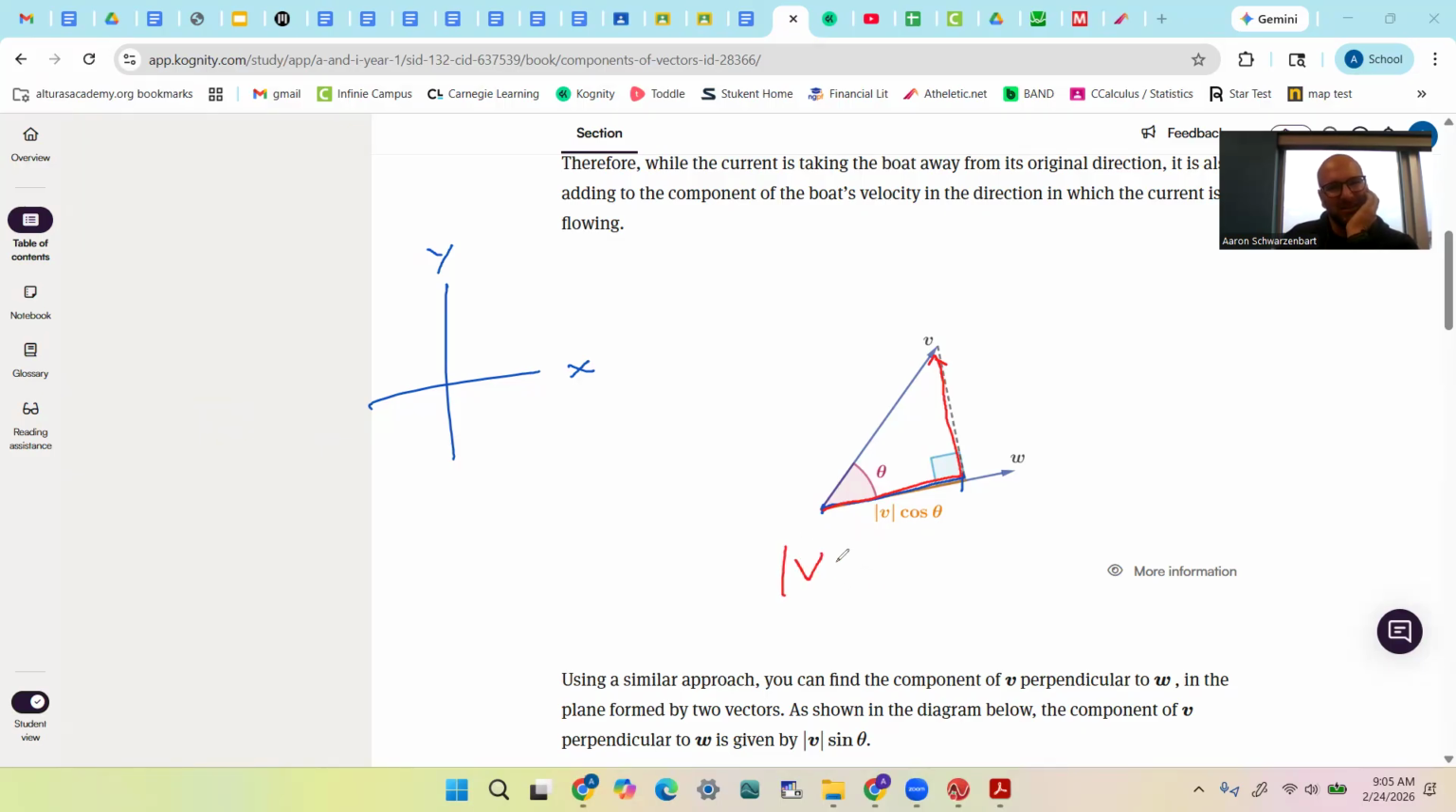So you just do the magnitude of this V vector times the cosine gives you the parallel, and the perpendicular is magnitude of V times the sine. That makes sense?